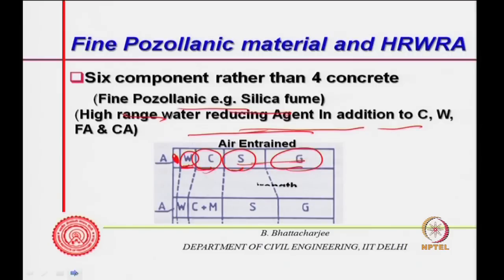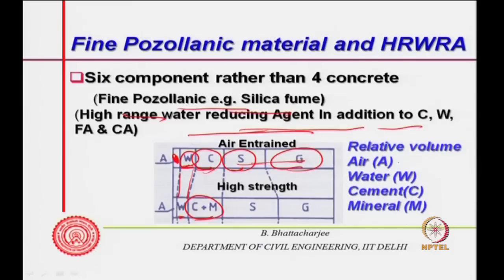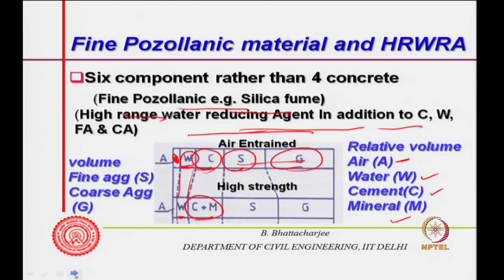And if you look at the high strength concrete, this has got significantly reduced from here, it has got significantly reduced here. And you have cement plus supplementary cementitious material, these are the relative volumes. The air volume we are reducing, the void volume in the just hardened state you can think of, the water volume is actually reduced in the system, and cement, and this is mineral admixtures, and then fine aggregate is this, and coarse aggregate is this.